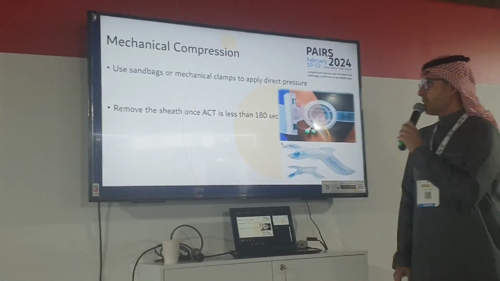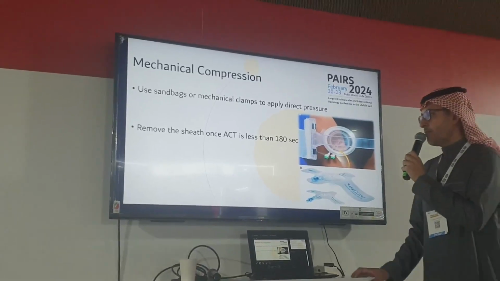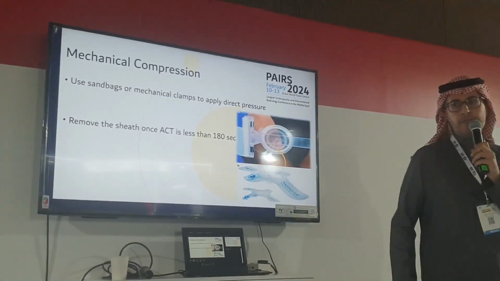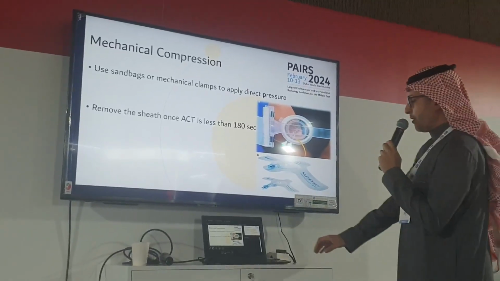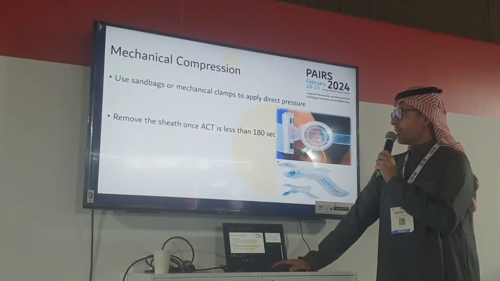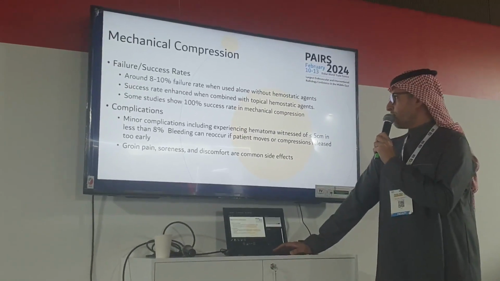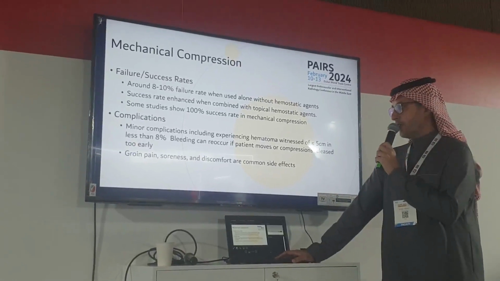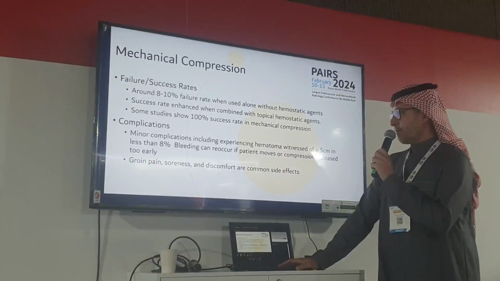Mechanical compression is a method. I don't like it in the groin, but it's a method that would really make the labor less intensive, and we usually wait for the ACT to be less than 180 seconds before removing the sheath. The failure rate is about 8 to 10%, although some studies showed a success rate of 100%. And with the complications, we can experience hematomas and bleeding, about 8%.